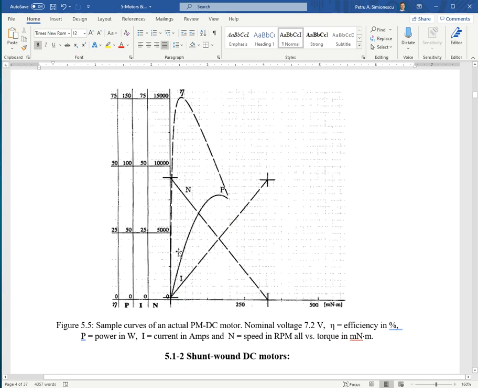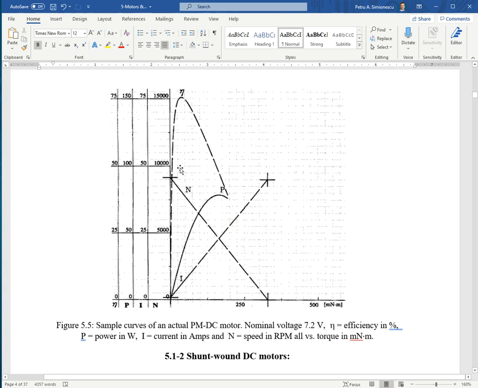Then we have the power curve. You can see power maxes at around half the maximum RPM. And then there's the efficiency. So if you record where the efficiency is maximum, as you can see, it is at a fraction of the stall torque, and you can also tell the RPM.